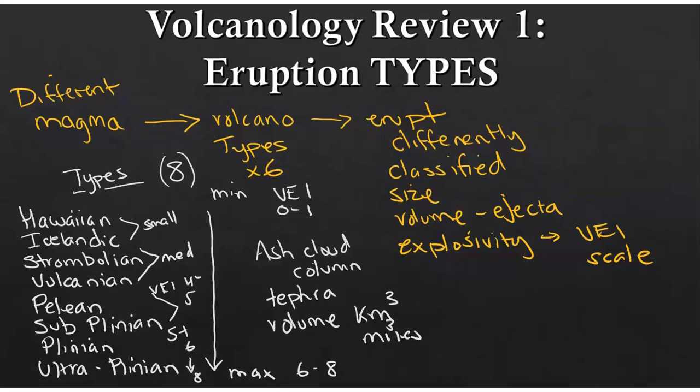Don't forget, Plinian is from Pliny the Younger, from Vesuvius. Pelean is from Mount Pelée. Vulcanian is from Vulcano in Italy. Also, next door is Stromboli, which is the volcano that gave Strombolian its term, its classification. Icelandic, obviously, from the fissures in Iceland. And Hawaiian from the shield volcanoes Mauna Loa, Mauna Kea, and Kilauea. And ultra-plinian in terms of the super volcanoes, which would be like Yellowstone or Toba or Crater Lake.